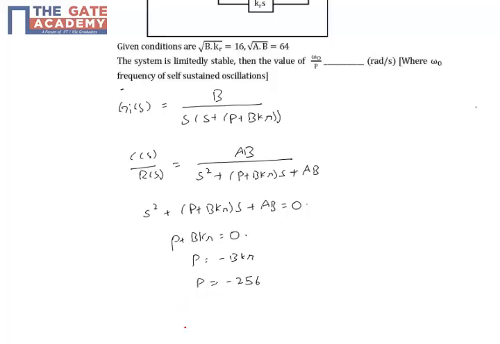Now the frequency of sustained oscillation will be calculated from the remaining part of the characteristic equation. Now that we have the characteristic equation as s square plus ab equal to 0, omega naught will be equal to root of ab. So that is equal to, in the question, root of ab is given as 64.